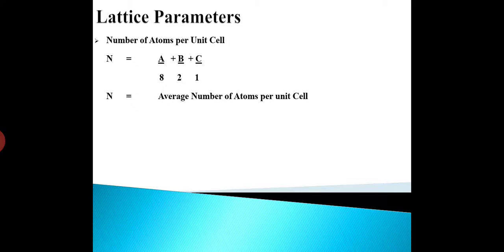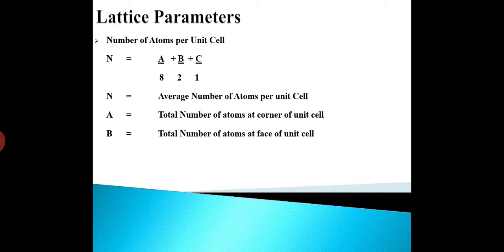Here capital N represents the average number of atoms per unit cell. NC is the total number of atoms at the corners of the unit cell, NF is the total number of atoms at the faces of the unit cell, and NI is the total number of atoms at the center of the unit cell. Using this formula, we already calculated N average for the different structures: simple cubic, BCC, FCC and HCP.